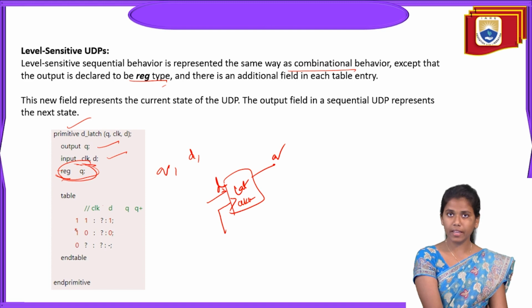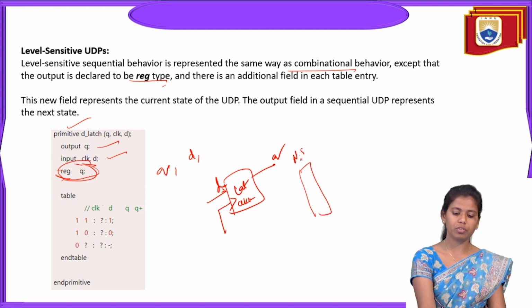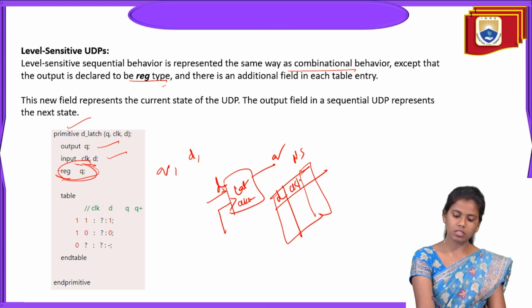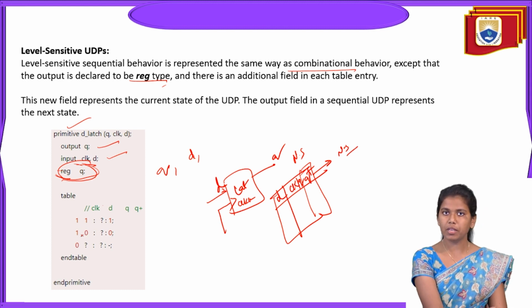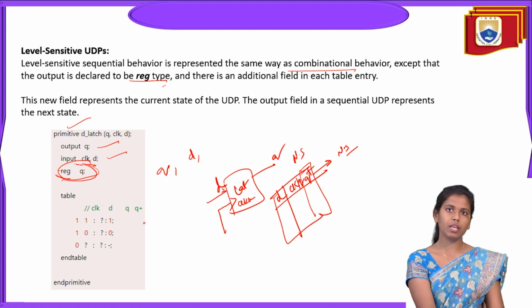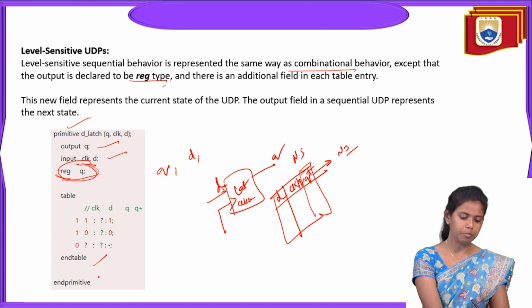In the table, in order to observe the next state, we have a separate column meant only for the next state. We have input D, the clock signal, and the current state Q, and here Q plus is meant for the next state. So based on the clock signal and the input, the output is observed, and from the output we can easily observe the next state as well. Finally we end up with the endtable and then endprimitive.